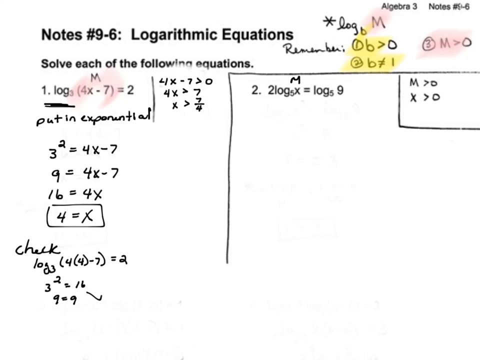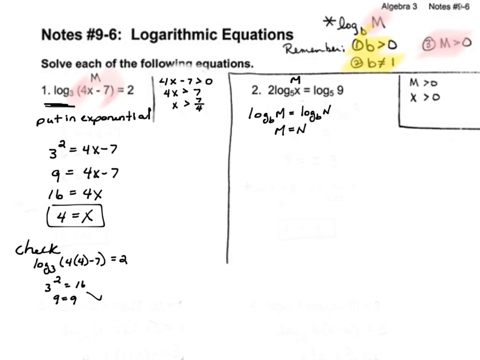Looking at number 2, this is another type of problem. It's a different way to solve it. You've got the word log on both sides of the equal sign. Well, then you're going to use the rule that if you have log base b of m equals log base b of n, then m equals n. And that's a rule that you're going to use.